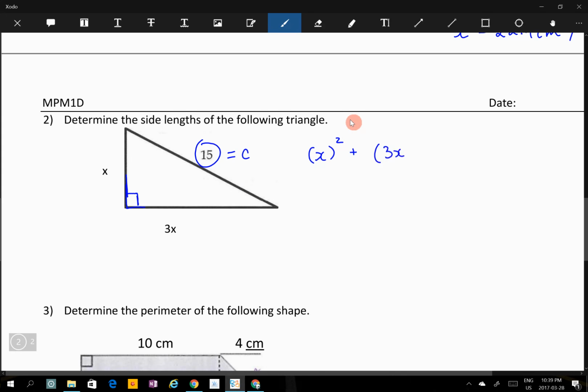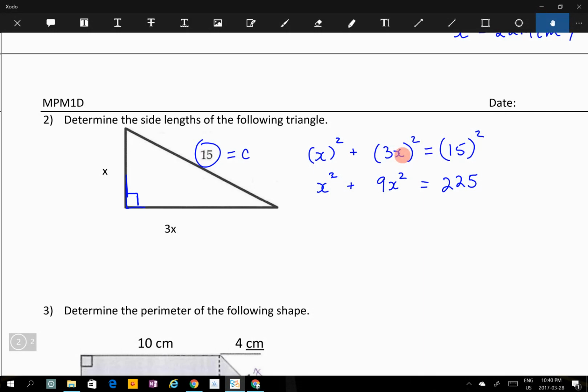So x squared plus (3x) squared equals 15 squared. And this is why I put it in brackets. So if I have x squared, if I remove the brackets, I have x squared. And the next term, (3x) squared, don't forget you have to multiply that 3 with another 3. So it's going to be 3 squared and x squared. So 3 squared is 9, and then x squared equals 15 squared, which is 15 times 15, which is 225.